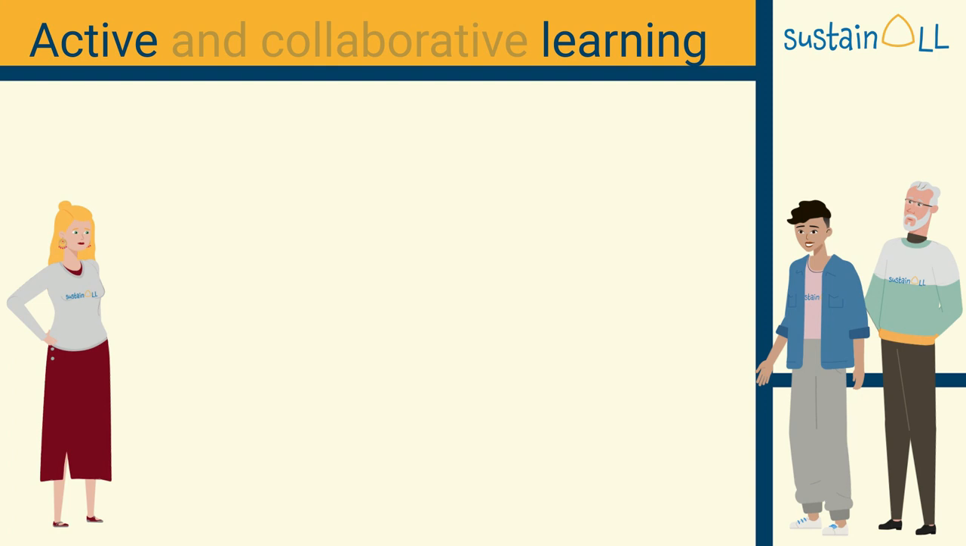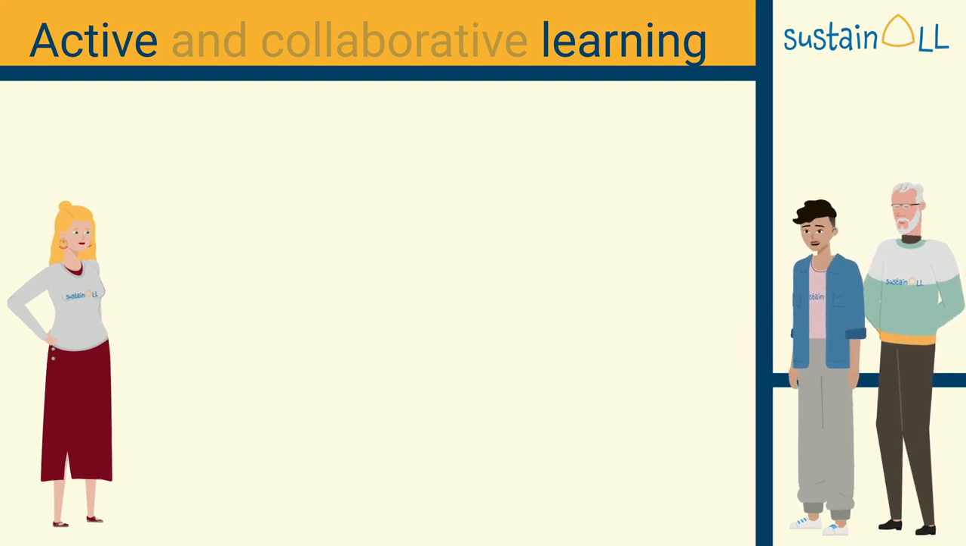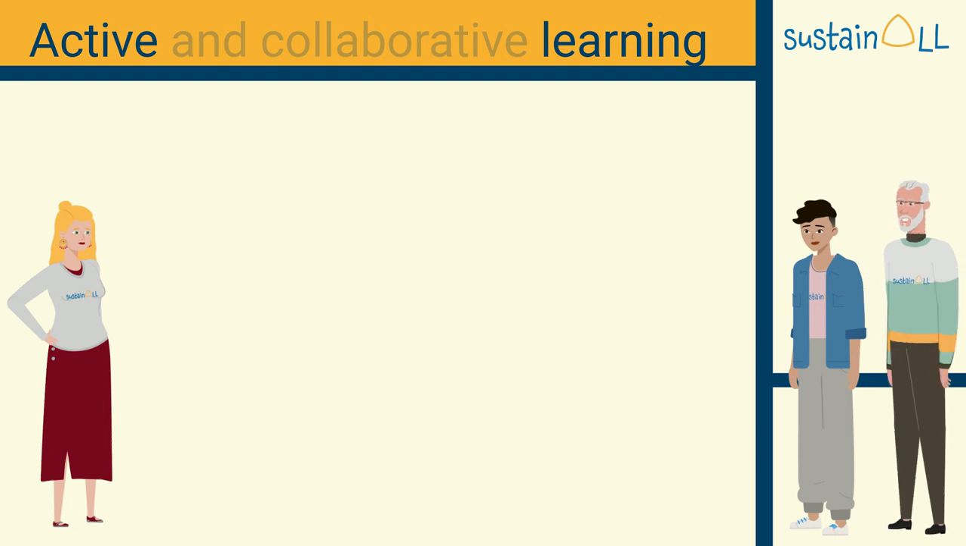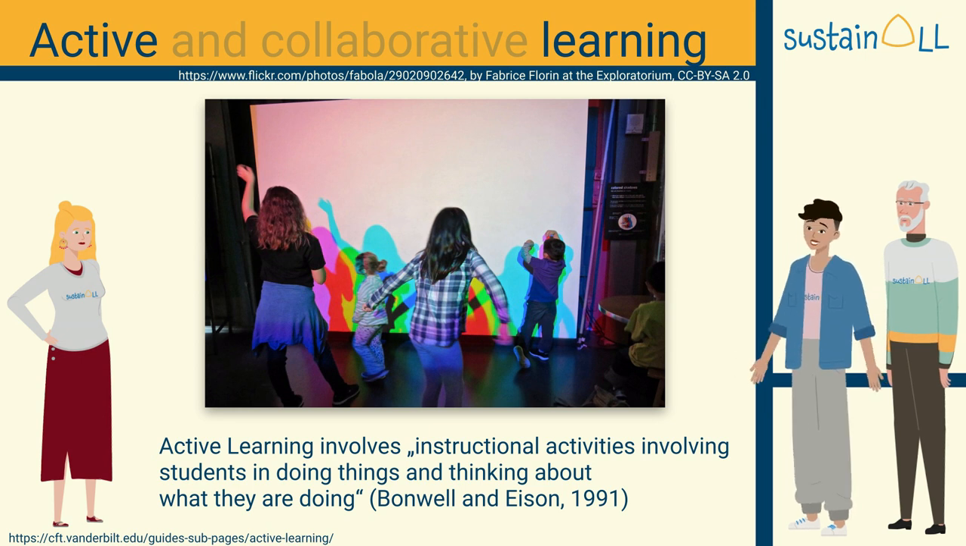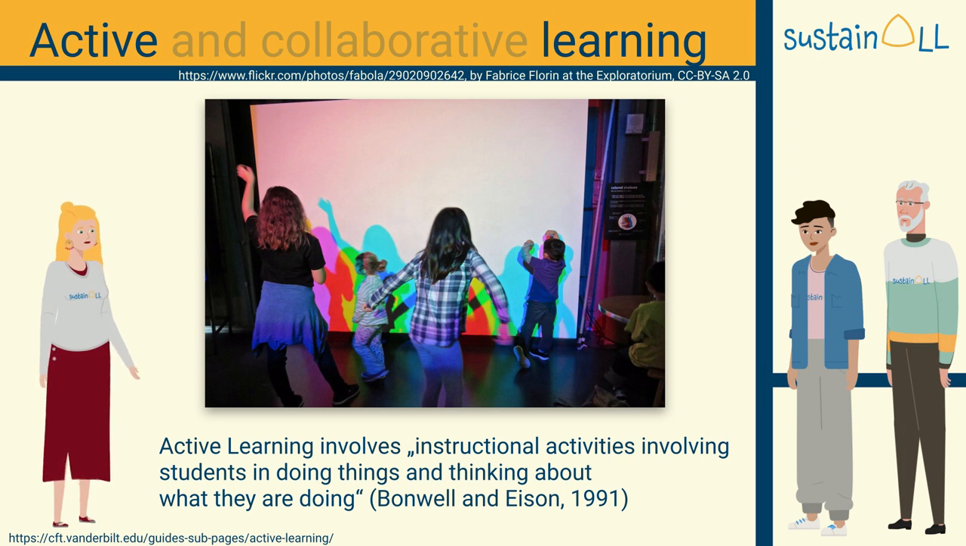Emma, that is a legitimate question. I would immediately start with the wonderful work of Cynthia Brame from Vanderbilt University. She has summarized briefly the essentials of active learning. She quotes that active learning involves instructional activities involving students in doing things and thinking about what they are doing. And on the picture you can see children exploring subtractive color mixing with full physical exertion. I see. This is quite different from teaching and explaining the concept of color mixing by just talking about it.